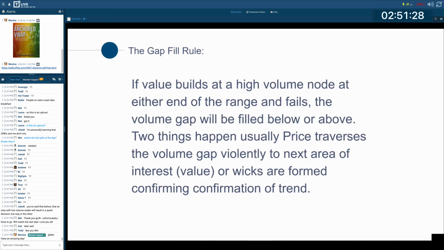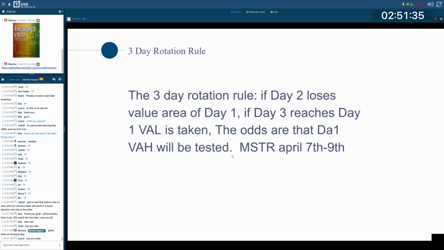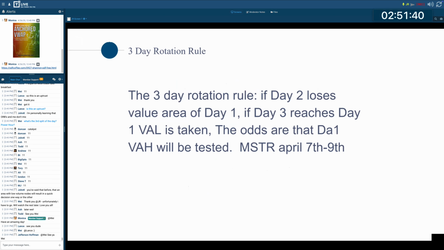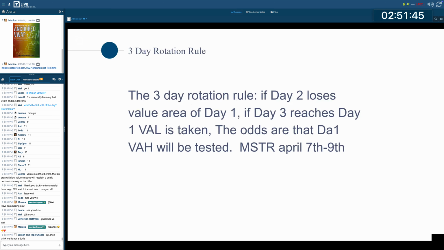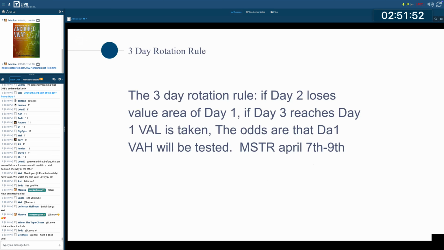All right, so that's the gap fill rule. This is the 3-day rotation rule. This also tends to work in multiple volume profiles. So, for example, just to give you guys an example, right? You have a value area here. Okay, you have a markup.